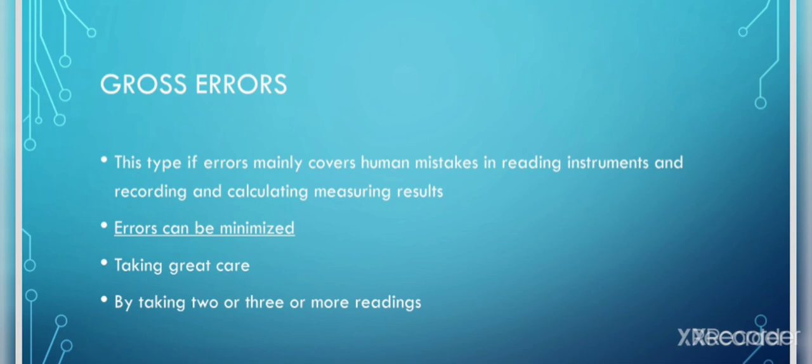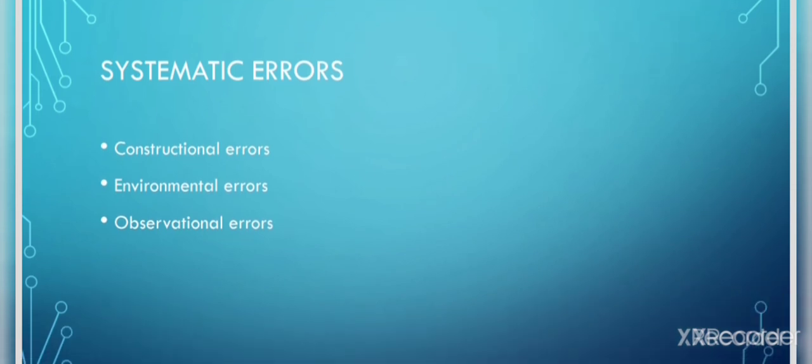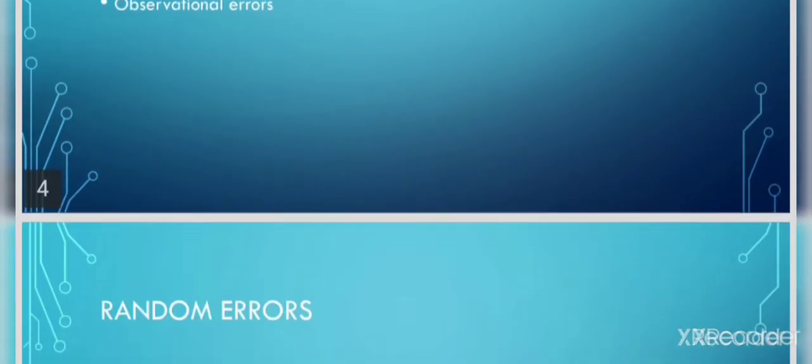The next error is systematic errors. The error caused by the misuse of instruments is known as systematic errors. Misuse of instruments, the mechanical structure and operation of the instrument, and parallax errors all come under systematic errors, and these errors can be classified into three types: instrumental errors, constructional errors, and environmental errors. Observational errors also come under systematic errors.